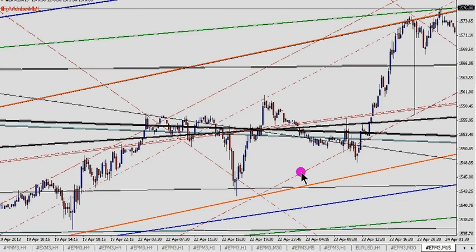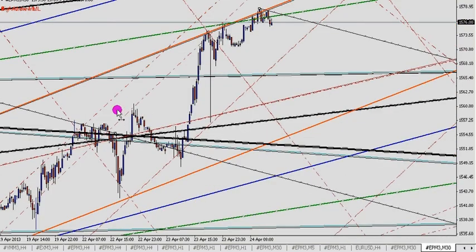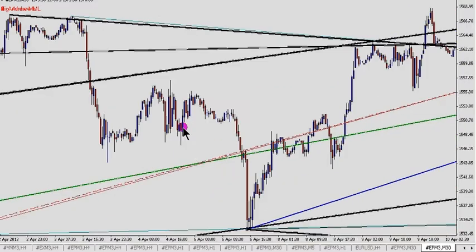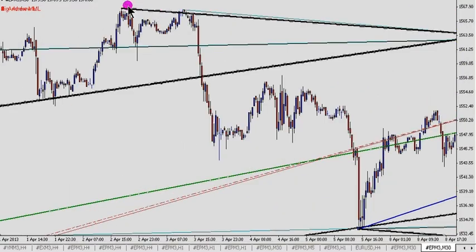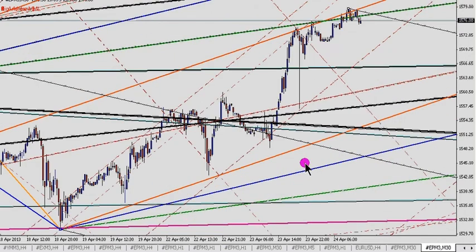Then we've also got this line, which is from this pivot here. This, which I've labelled for you guys big, is giving us this reaction line here. And if I hover, there you go, big reaction line.